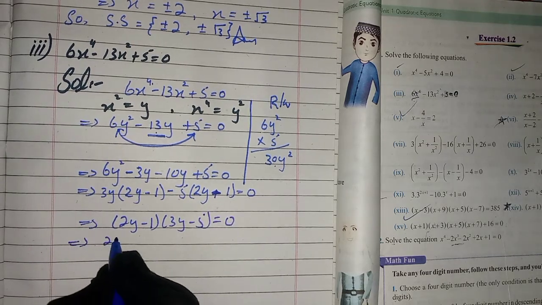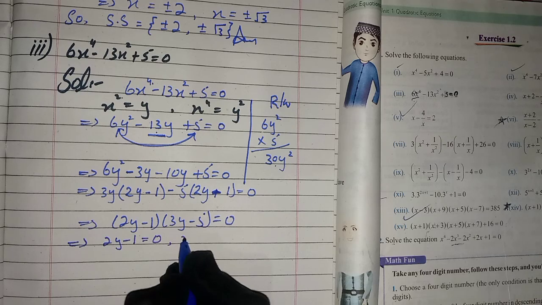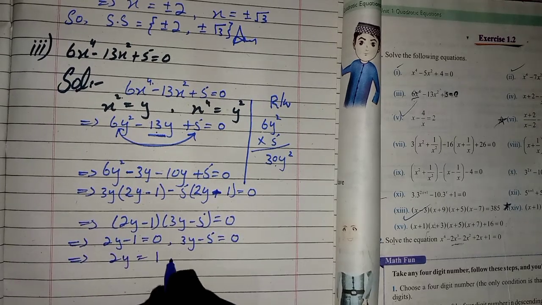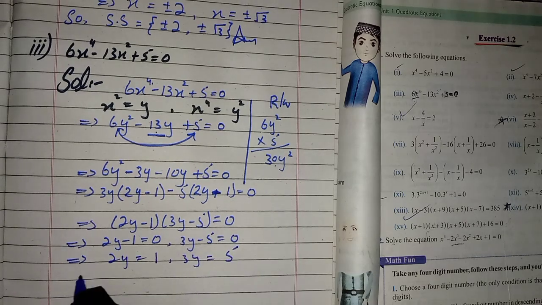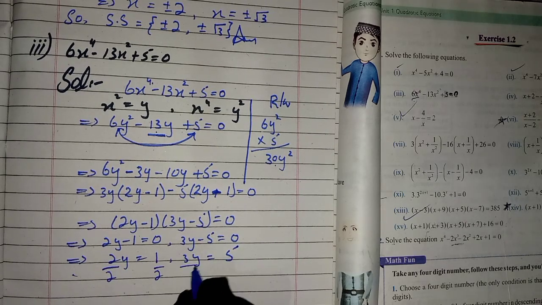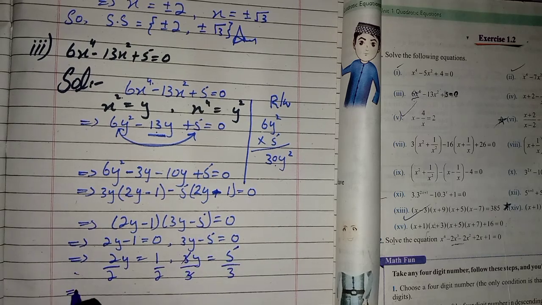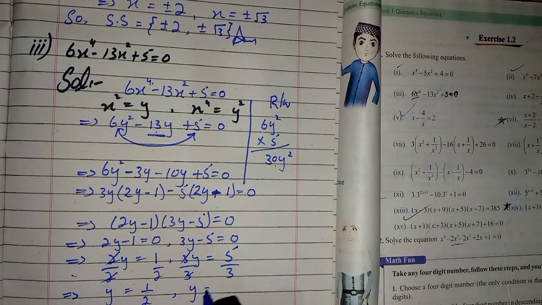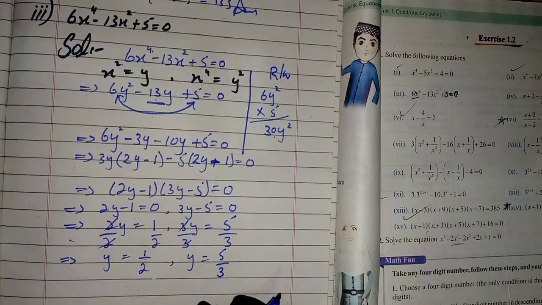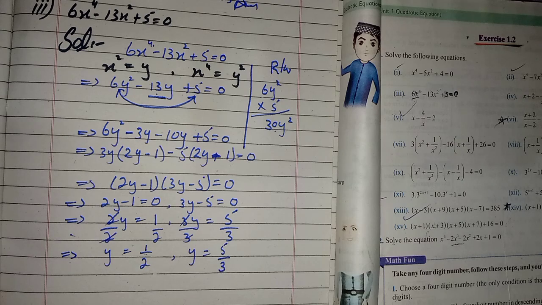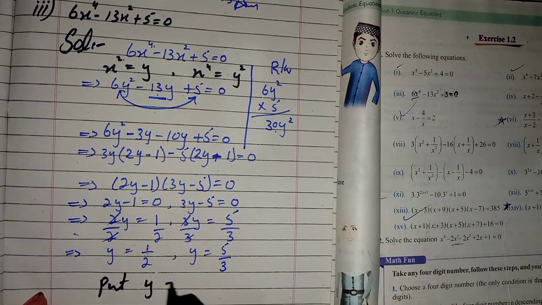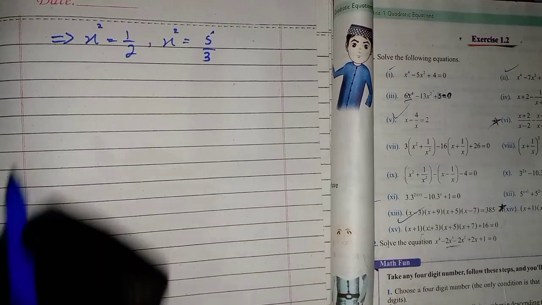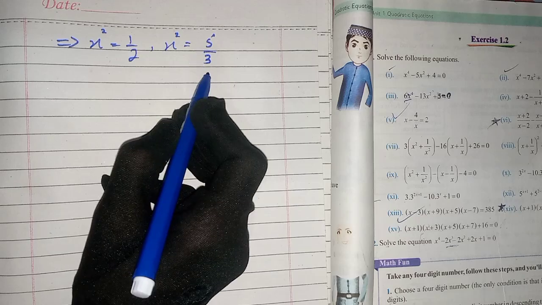This implies that 2y minus 1 equal to 0 and 3y minus 5 equal to 0. 2y equal to 1 and 3y equal to 5. Dividing by 2 on both sides, and here we divide by 3 on both sides. 2 cancels with 2, y equal to 1 by 2. Here 3 cancels with 3, y equal to 5 by 3. Now we again put y equal to x^2. So this becomes x^2 equal to 1 by 2 and x^2 equal to 5 by 3.